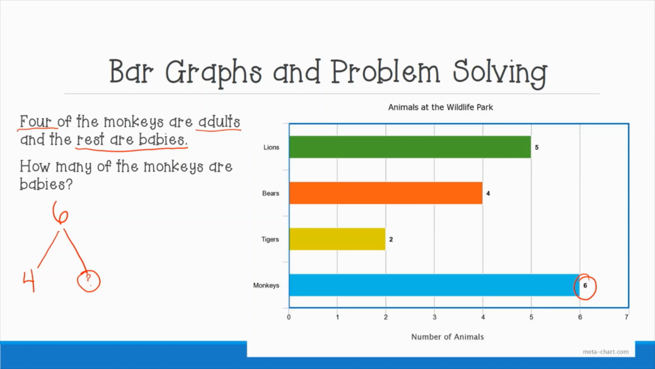So we can solve to find our missing addend. I can do 6 minus 4, so my total minus my addend to give me my missing addend. And 6 minus 4 is 2. So there are 2 baby monkeys.